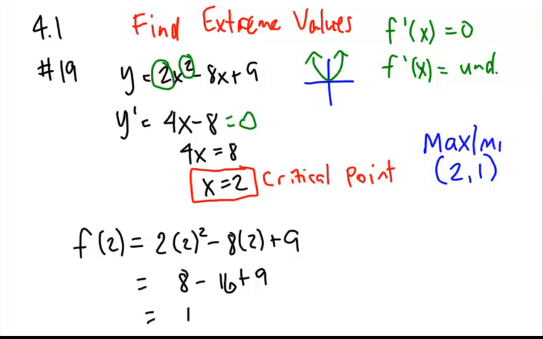I have a critical point. I have an extreme value. And if you follow your rules of parabolas, then we know that this point, 2, 1, is going to be a minimum value. And that's all there is to it. That's all you're doing with these types of questions. Take the derivative, set it equal to 0, or find where it's undefined, and check that x value in the original function.